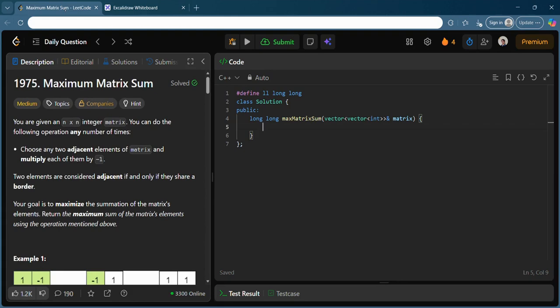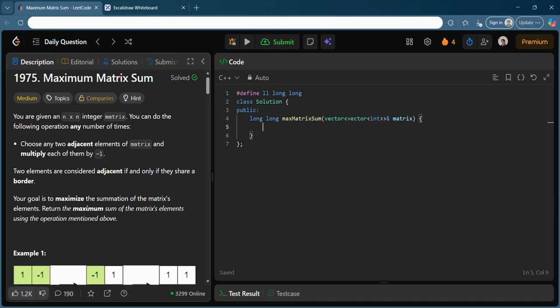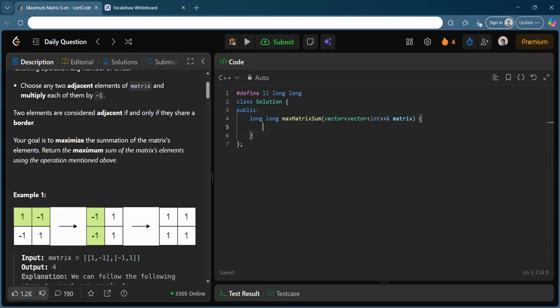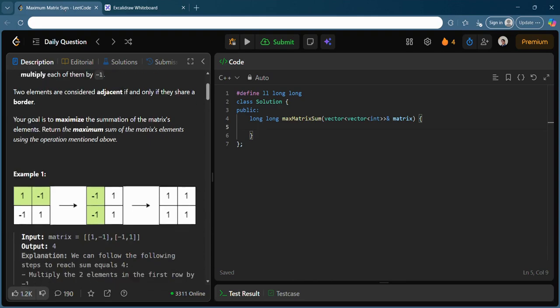Maximum matrix sum. You are given an n cross n integer matrix. You can do the following operation any number of times. Choose any two adjacent elements of the matrix and multiply each of them by -1. Two elements are considered to be adjacent if and only if they share a common border. Okay, and your goal is to maximize the summation of all elements in the matrix. Return the maximum sum of the matrix elements using the operations mentioned above.